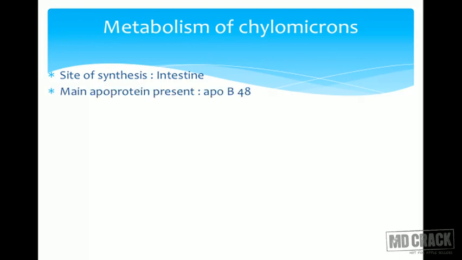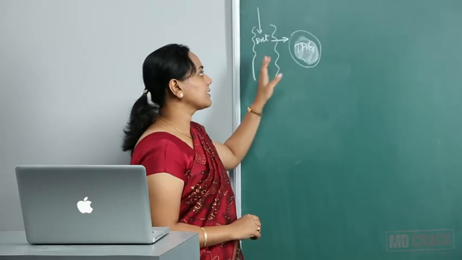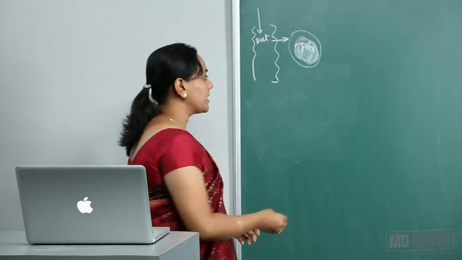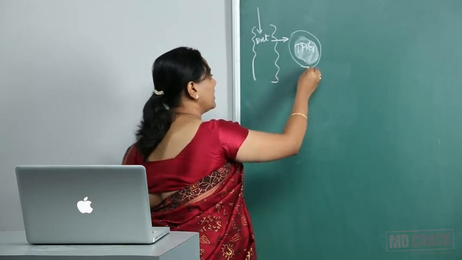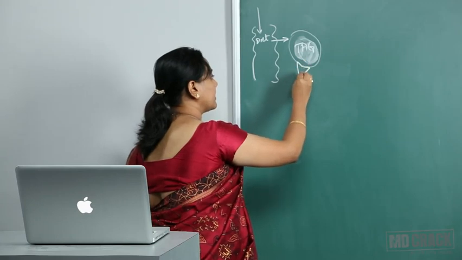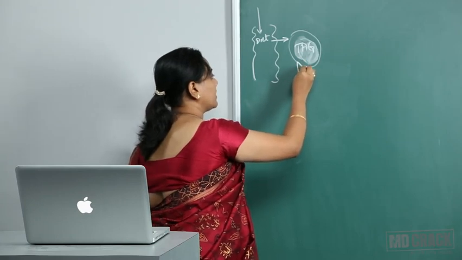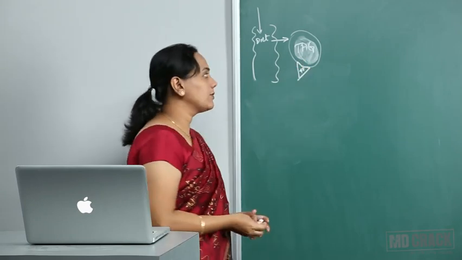Now the main apoprotein that is present in chylomicrons is ApoB48. I keep on repeating, it is ApoB48. They are the products of the same gene, but in the intestine there is a mutation and it stops at that level. So the main apoprotein that is there is 48. Now this is still a nascent chylomicron.